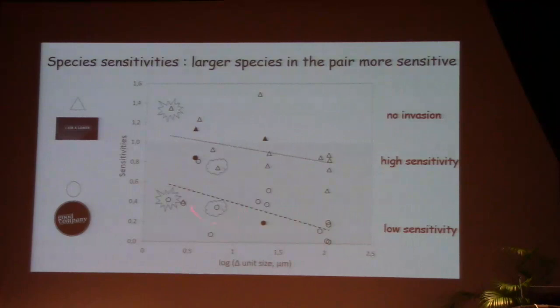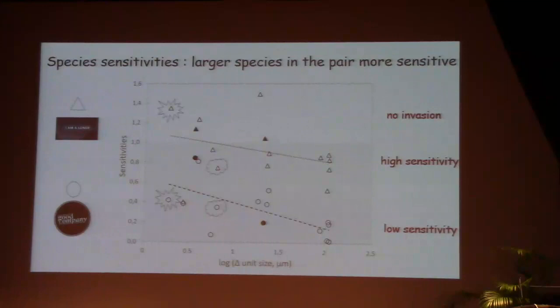There are three areas in the plot. At the top, we have very high sensitivity, basically species that are so sensitive to competition that they can never invade. Then there are species with high sensitivity that can invade, but only just. And then down here are the really good company, those that say, I find it very easy to invade you, I don't really care that you're there.